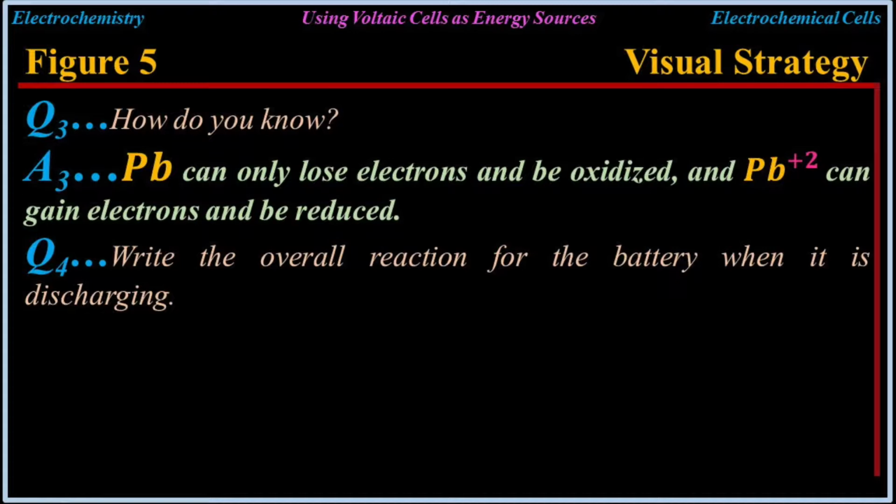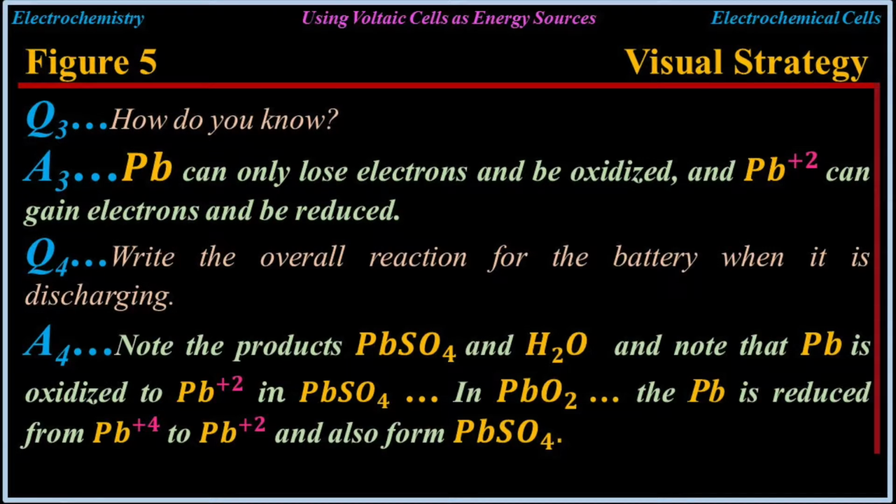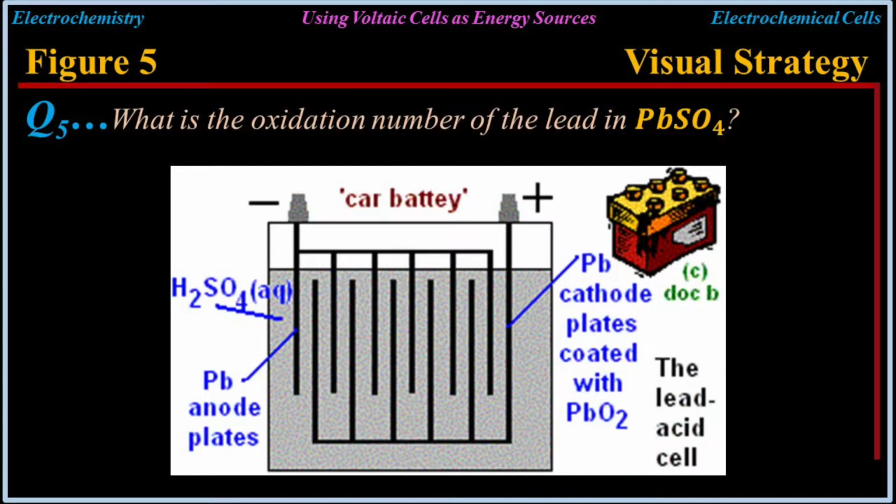Write the overall reaction for the battery when it is discharging. Note the products lead(II) sulfate and water, and note that lead is oxidized to lead 2+ in lead(II) sulfate. In lead(IV) oxide, the lead is reduced from lead 4+ to lead 2+ and also forms lead(II) sulfate. What is the oxidation number of the lead in lead(II) sulfate? Also, I put a little bit of an illustration there which clearly shows the negative electrode is lead and the positive electrode is lead(IV) oxide. And you can see the sulfuric acid in the liquid part of the battery.